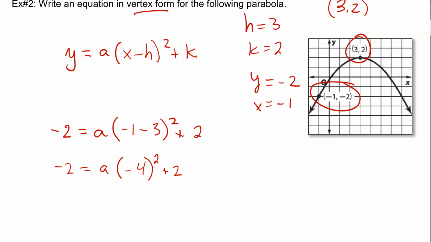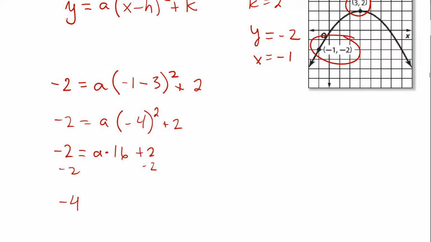You have to do the stuff in the parentheses before you can do the exponent that's acting on the parentheses, and the last thing you do is multiply it by A. So I have -2 equals A times what is -4 squared? 16, plus 2, so I'm going to subtract 2 from both sides. So I have -4 equals A times 16. Last thing I need to do is solve for A. Divide by 16. What is -4 over 16? Can I simplify this? Yes, -1/4.